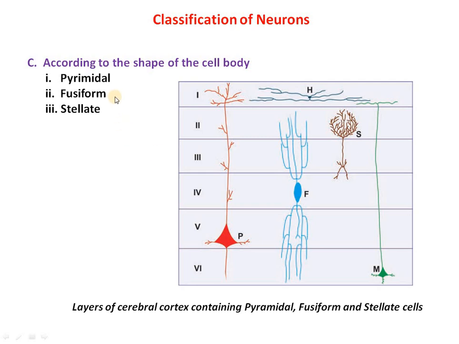They are called fusiform. And some neuronal cell bodies look like a star. That's why they are called stellate cells. So these are three types of cells. These types of cells are mainly found in the cortex of the cerebrum and throughout the nervous system also, but they are classified on the basis of the shape of the cell body.